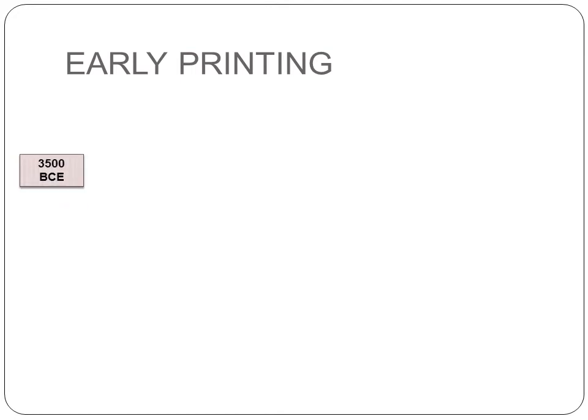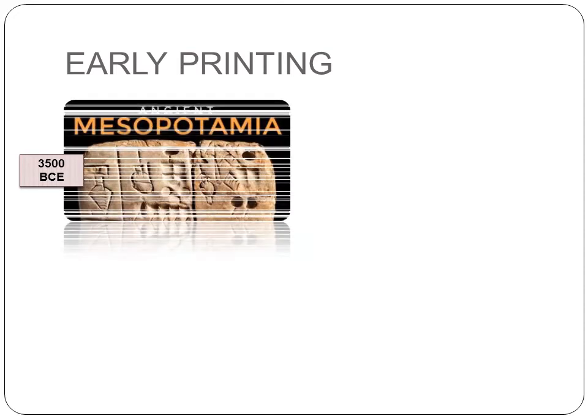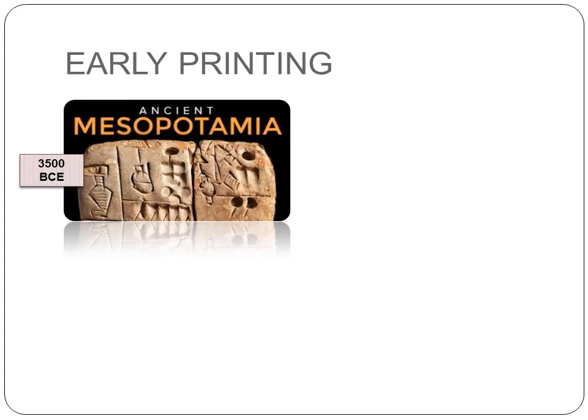This is early printing. Let's have a look at how early printing started. As long ago as 3500 BCE, people in Mesopotamia carved pictures on hard materials such as stone. They used these for stamping copies of pictures. Later, they began to carve writing on them.